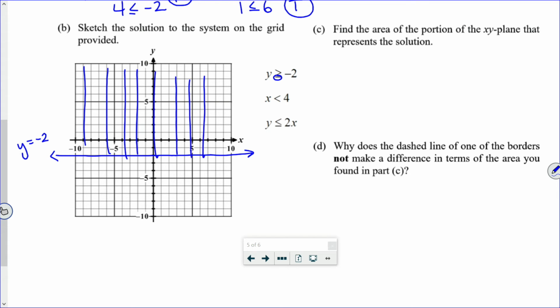All right, second one, x is less than 4. That's going to be the vertical line x equals 4. Okay, but I need to make it dashed because it doesn't include the equal sign. So now I'm going to shade this way.